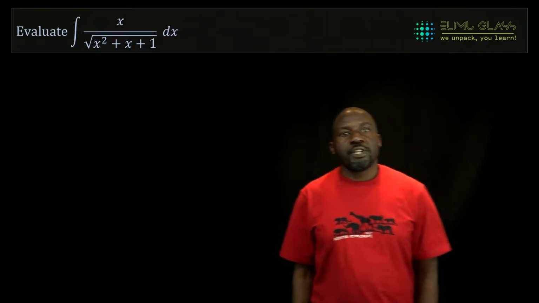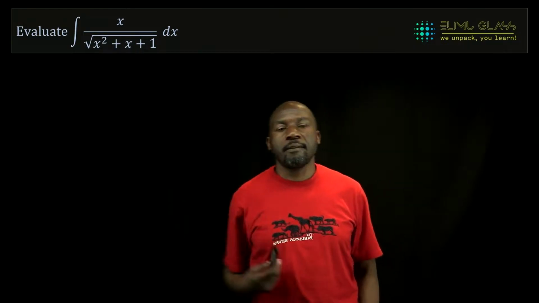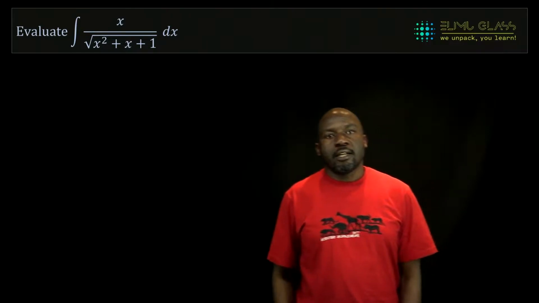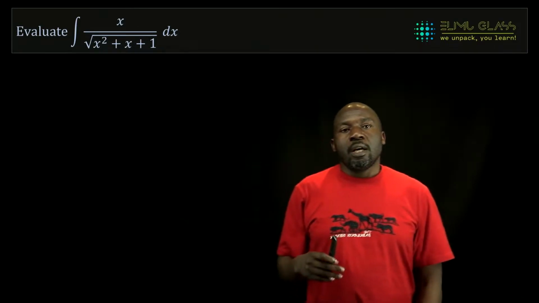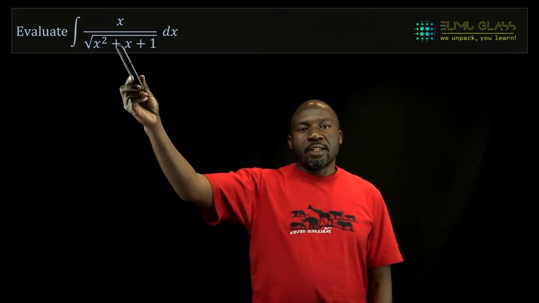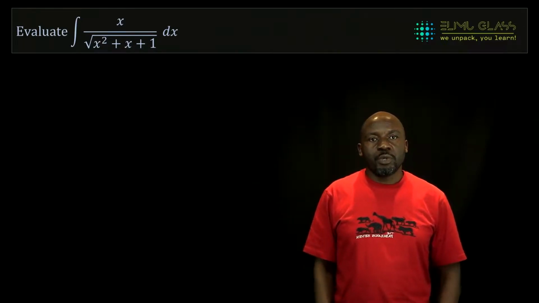Okay, in this video we're going to try and find this integral here. Once again, this is a quadratic. There's a quadratic under the square root sign. We cannot factorize the quadratic expression, but even if we could factorize it, it would be impossible to split it up into partial fractions. So the idea of partial fractions will not work.